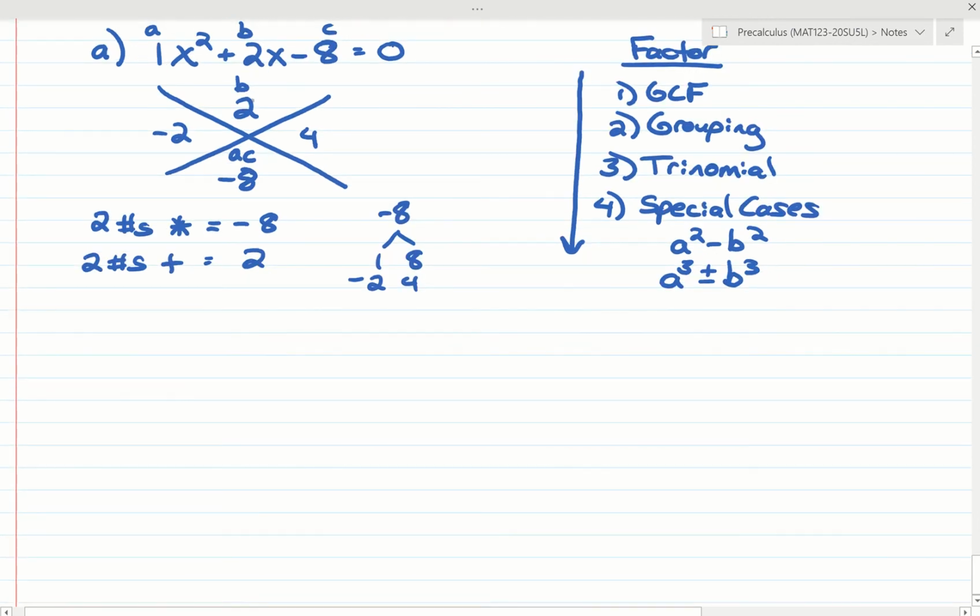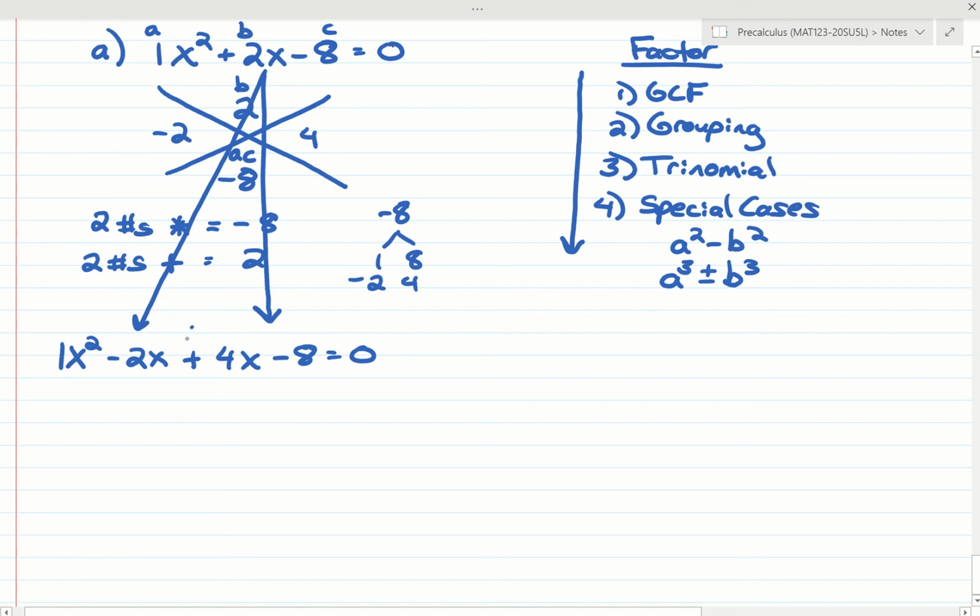So instead of having 2x, what I'm actually going to do is break this up into 2 terms and then factor by grouping. So I get 1x squared minus 2x plus 4x minus 8 is equal to 0. By grouping, we could cut it down the middle and take out a GCF. We could take out an x here, and we get x minus 2. That's our GCF between this term and this term, and we're left with x plus 4.